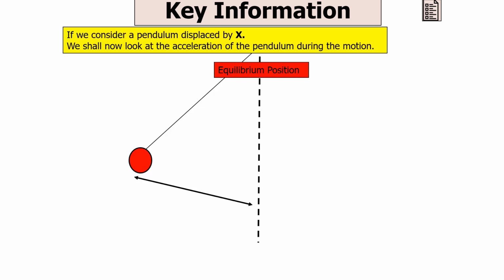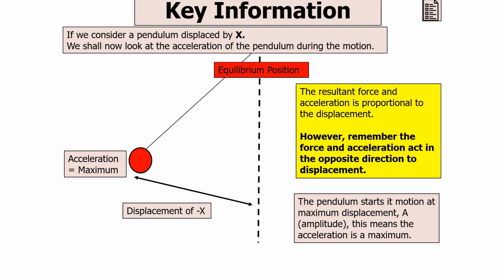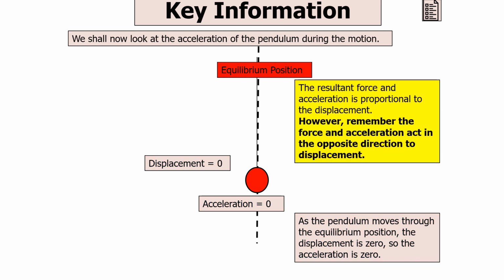Now if we consider again a pendulum displaced by x, we can look at the acceleration of the pendulum during this motion. If we have a displacement of negative x, the acceleration is at a maximum, because the resultant force and acceleration are proportional to the displacement. However, remember, the force and the acceleration act in the opposite direction to the displacement. When the pendulum bob hits the equilibrium position, we know its displacement is 0 and its acceleration is also 0, because as we said before, the resultant force and acceleration are proportional to the displacement.